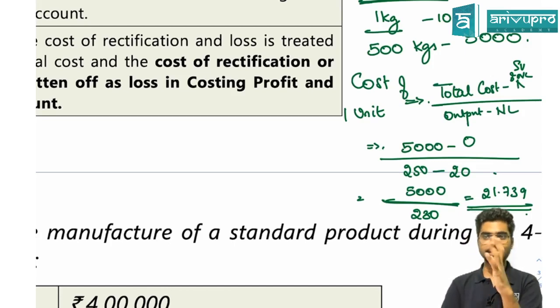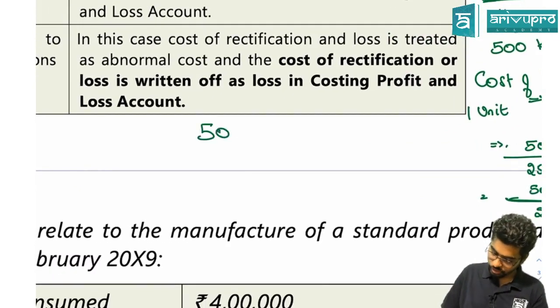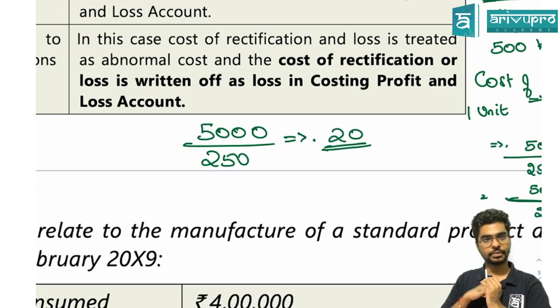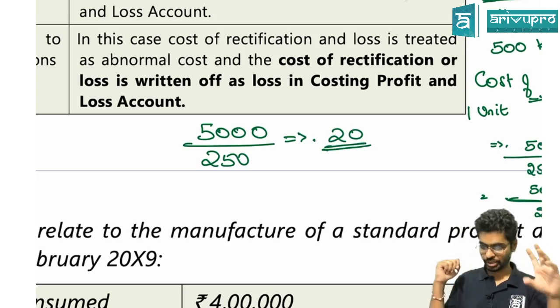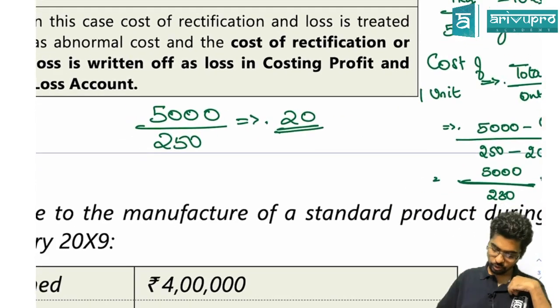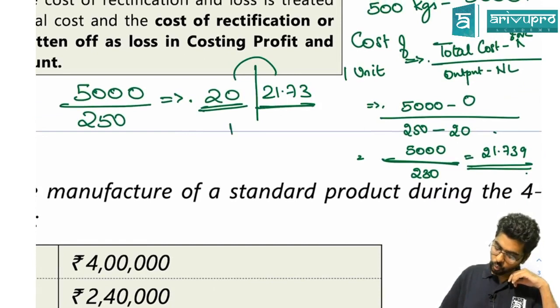Now if you see, guys, what should have happened: 5000 divided by 250, my cost per unit should have been 20 rupees, correct? If I am assuming that there was no normal loss, my cost per unit should have been 20. Now my cost per unit became 21.73 from 21. Why did the cost increase?